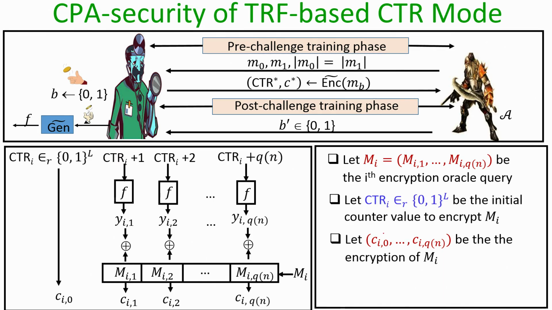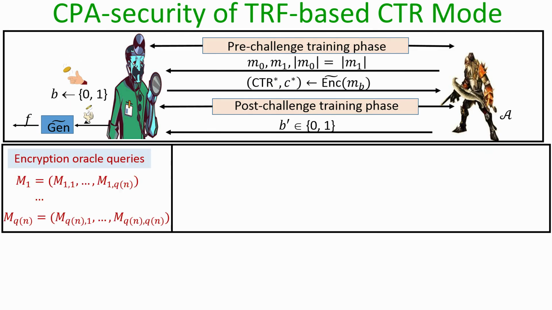Since the adversary will know the value of counter_i, counter_i + 1 and so on, the adversary can simply perform this operation: it can XOR the jth ciphertext block and the jth message block present in the message M_i, and that will give it the value of the unknown truly random function on this counter value, namely counter_i + j.